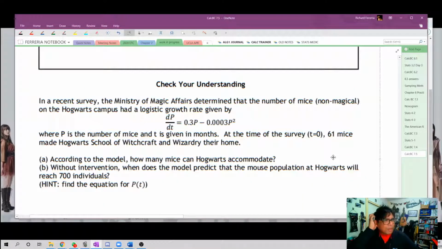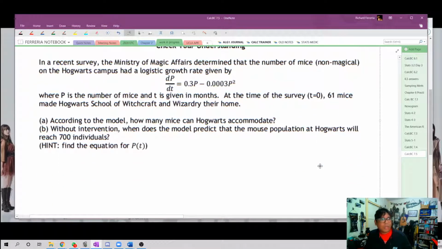In a recent survey, the Ministry of Magic Affairs determined that the number of mice, non-magical mice of course, on the Hogwarts campus to have a logistic growth rate given by dP/dt equals 0.3P minus 0.0003P squared, where P is the number of mice and t is in months. At the time of the survey, t equals 0, there were 61 mice at the Hogwarts School for Witchcraft and Wizardry. So, according to this model, how many mice can Hogwarts accommodate?